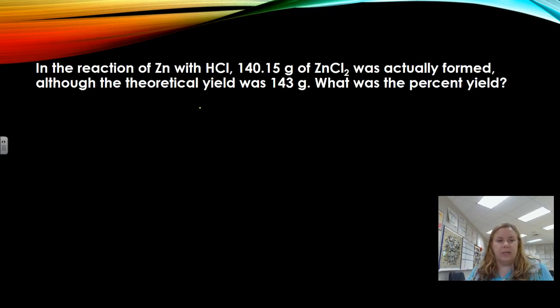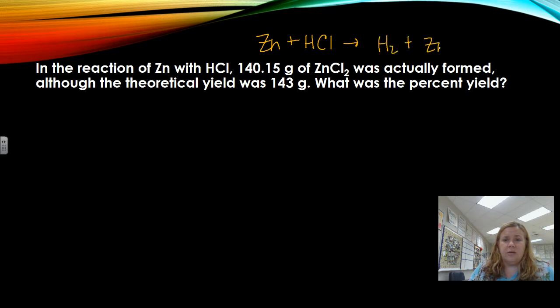So let's take a look at what these problems might look like. In the reaction of zinc with hydrochloric acid, we don't really need to write this reaction, but it would be zinc with hydrochloric acid, and we're going to produce some hydrogen gas and zinc chloride. Again, this reaction is not necessary to find the theoretical yield, because what we're given is 140.15 grams was actually formed. So here's our actual yield. And the stoichiometry is already done for us here. The theoretical yield was 143 grams. So we want to simply find the percent yield.